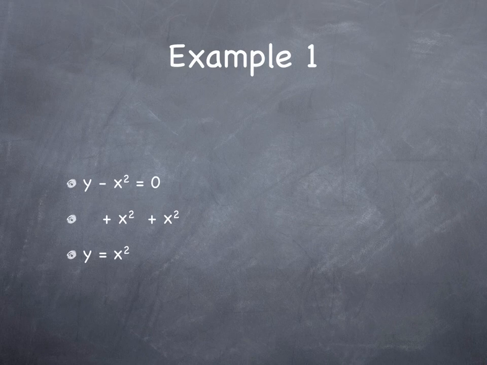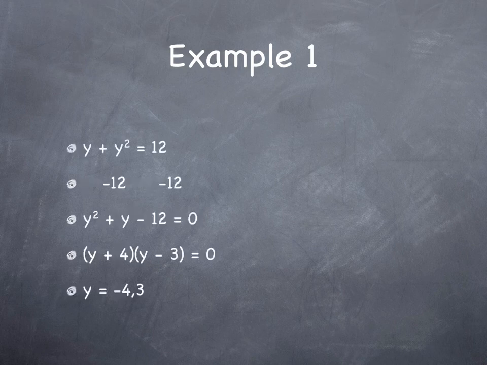Since y in the second equation is singular and has no coefficients or squares, it is easy to find by adding x squared to both sides. Thus, y equals x squared. Next, substitute y in for x squared in the first equation and solve for values of y. So we subtract 12 from both sides, which gives us y squared plus y minus 12 equals 0. When you factor those out, you get y plus 4 times y minus 3 equals 0. Thus, your y values are negative 4 and 3.